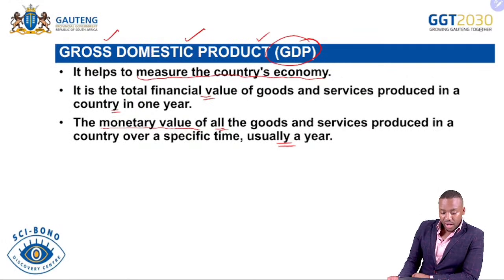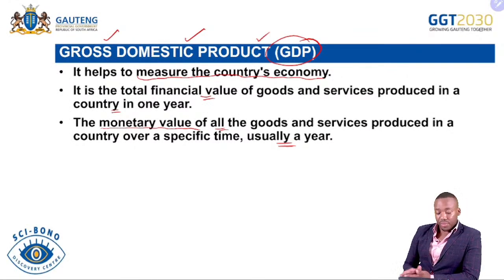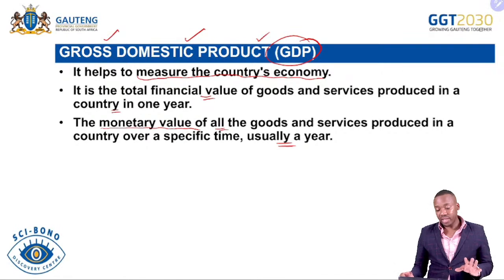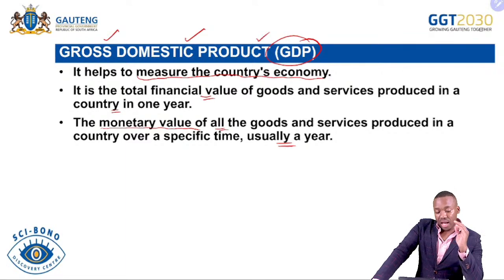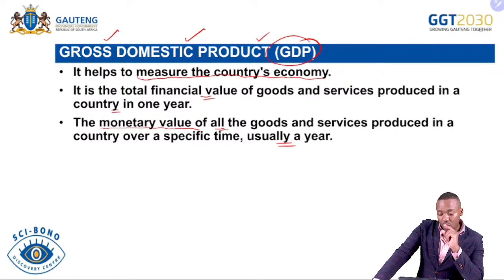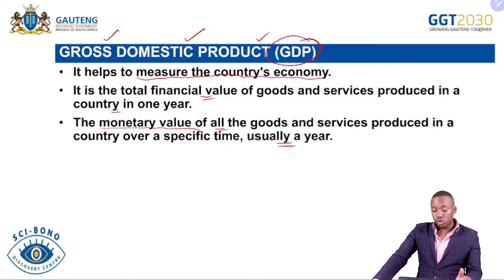Right, let's move. I hope we have just written down that concept of GDP. We are still dealing with tourism, whereby we are looking at foreign exchange. We have just dealt with the foreign exchange concept, meaning what is foreign exchange and exchange rate, local currency, and foreign currency. Now we were just explaining the gross domestic product, or the GDP. We said the GDP is the total financial value of goods and services produced in a country within 1 year, or annually. It is the monetary value of all goods and services produced in a country over a specific time, and then we said usually a year.